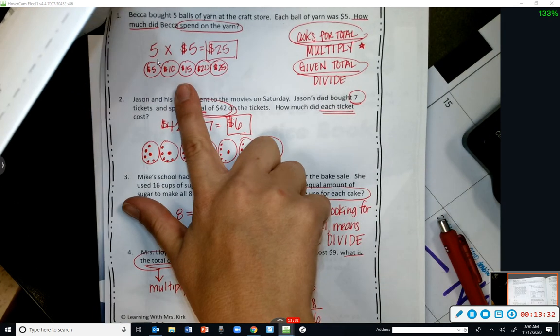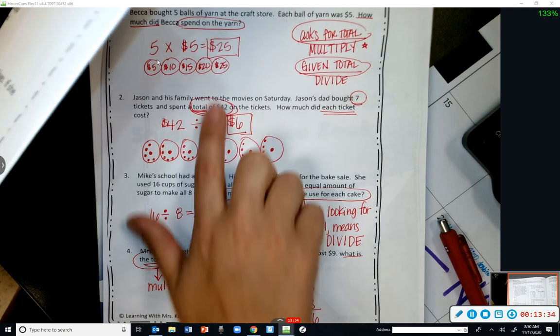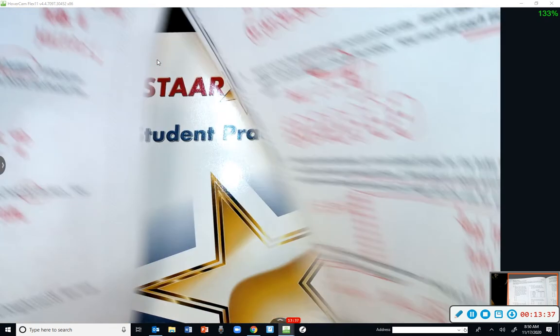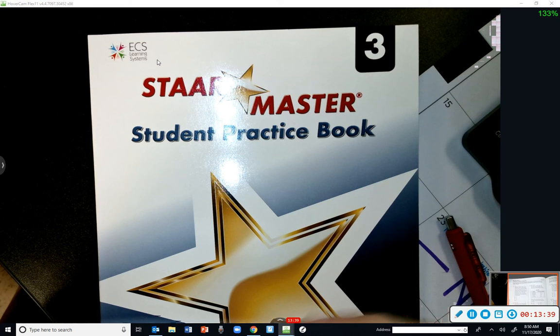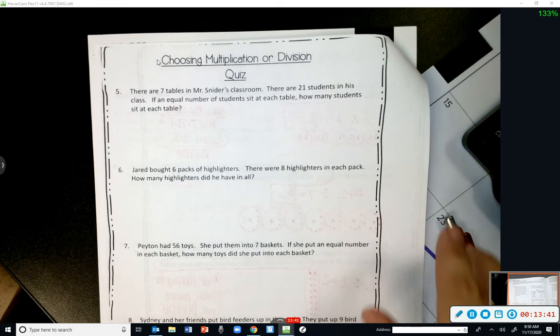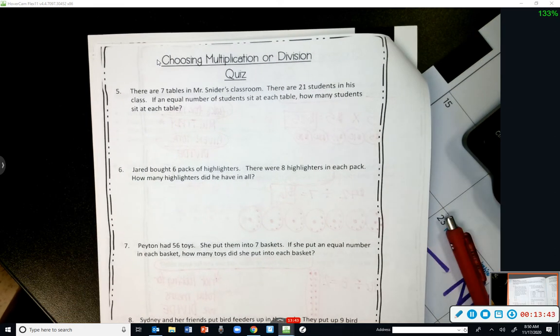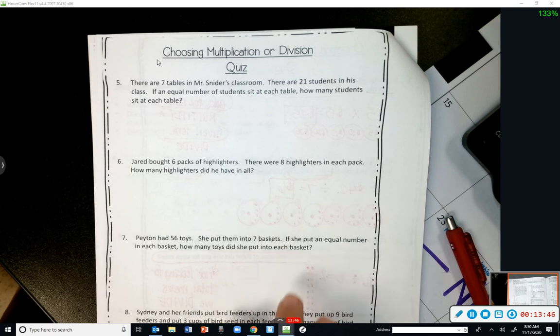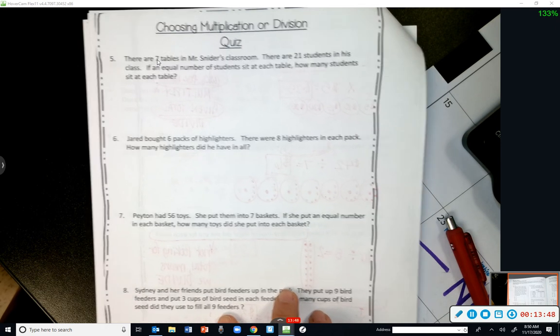We had 5 balls of yarn, and I just put $5 in each. So draw a picture if you get stuck and you're not sure. Okay? Any questions before we start this back side? This is just practice, so we will go over it together. Okay?